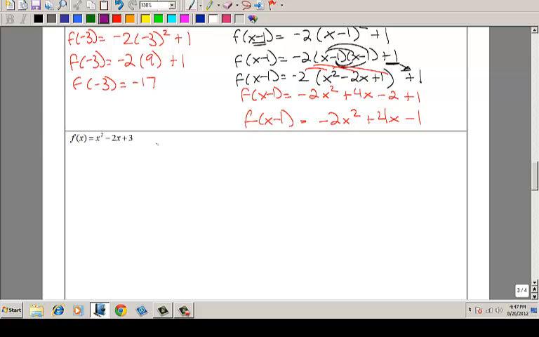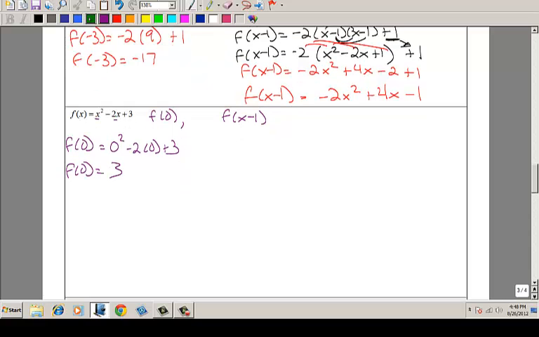Okay, for this one, let's find f of 0 and that f of x minus 1. Again, f of 0 just means instead of writing all these x's, I'm going to write 0 instead. So this is 0 squared minus 2 times 0 plus 3. So simplifying here, I'd get 0 minus 0 plus 3, or just 3. Okay, now let's look at f of x minus 1. Instead of writing this x, I write x minus 1 squared minus 2, and instead of writing that x, I write x minus 1 plus 3.